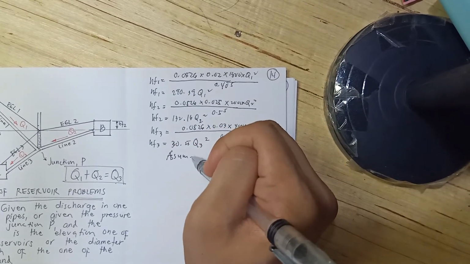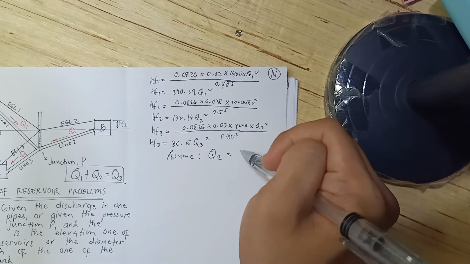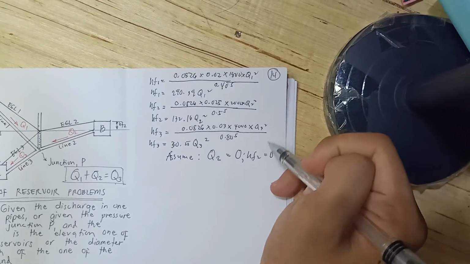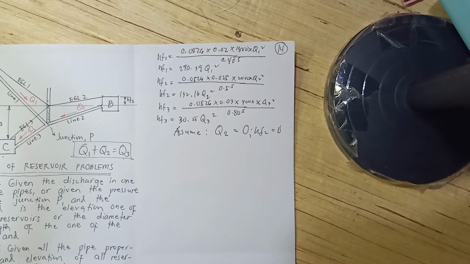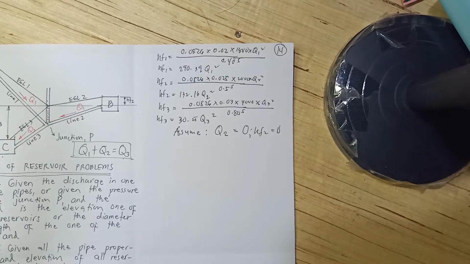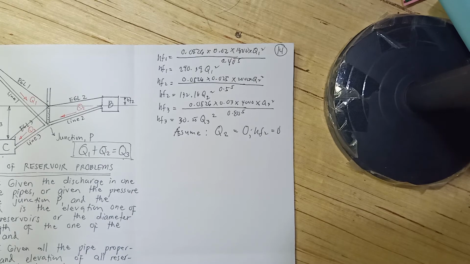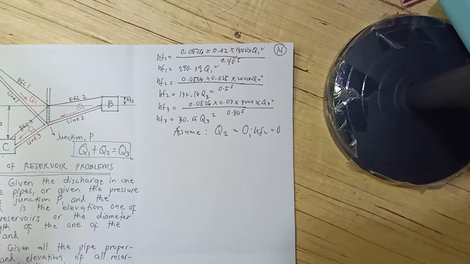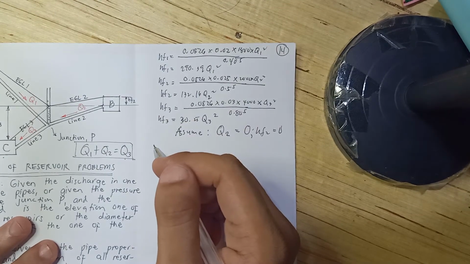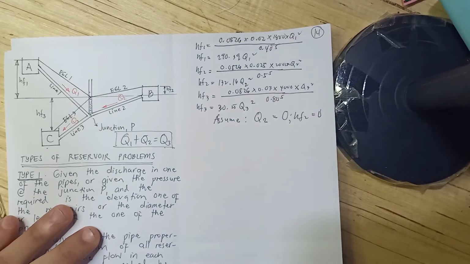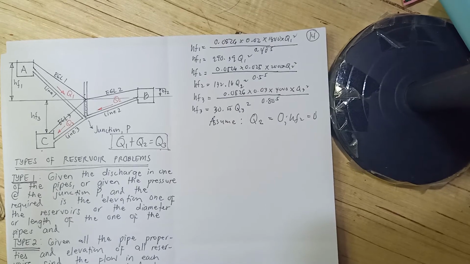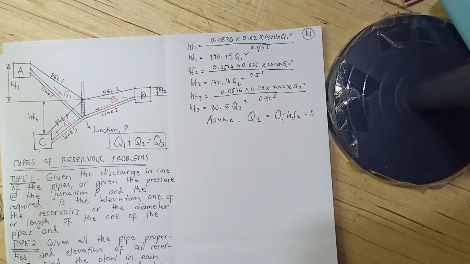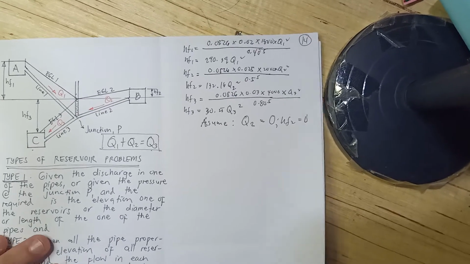Let's assume that Q sub 2 equals 0, as well as HF2 equals 0. I mean, the datum is aligned with the piezometer, so that we can know if Q sub 2 is either toward or away from reservoir B. If you wonder why Q sub 1 and Q sub 3 are going down, always remember that we believe gravity is going down. If up, negative. Down, positive.